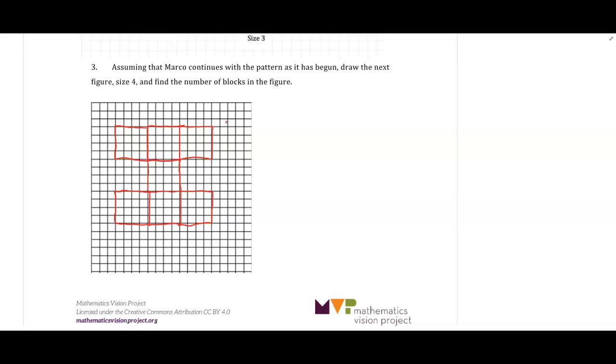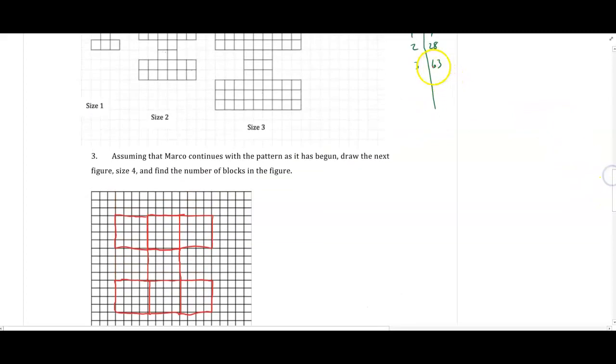And how many blocks would be in this figure? So if I look here, I have 1, 2, 3, 4, 5, 6, 7, 8, 9, 10, 11, 12 by 4, which would be 48, times 2 plus 16. So that one would have 112 blocks. Okay, so it'd be 4, 112.